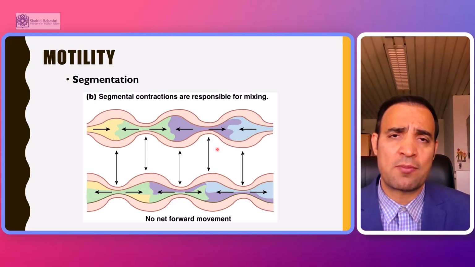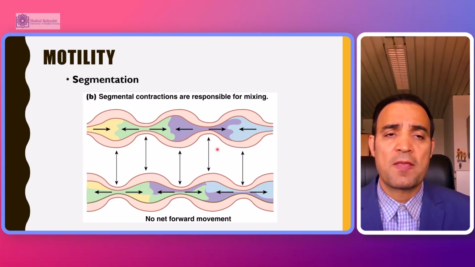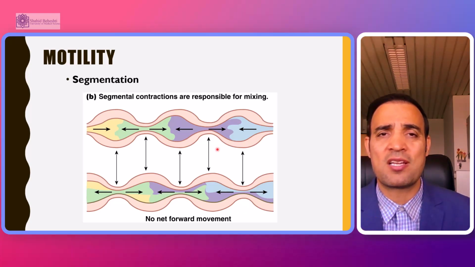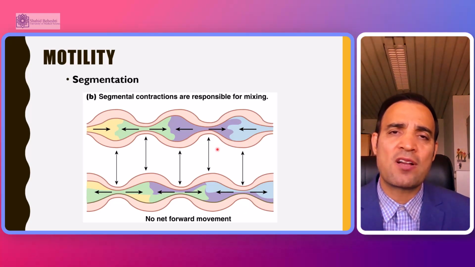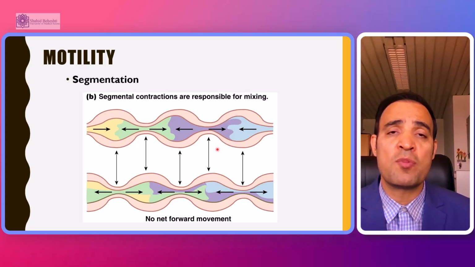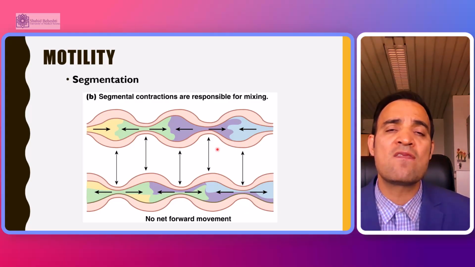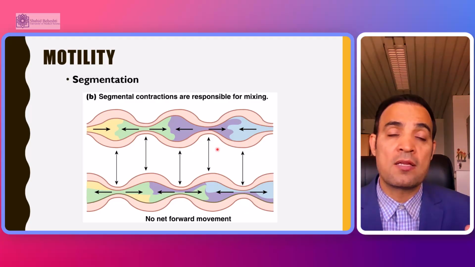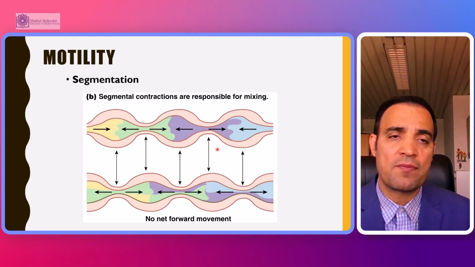Another type of movement that is seen in the intestines, particularly the large intestine, is named segmentation. There are several modes of segmentation movement, but segmentation has less to do with the movement of food. It is mainly involved in the mixing of food with each other.